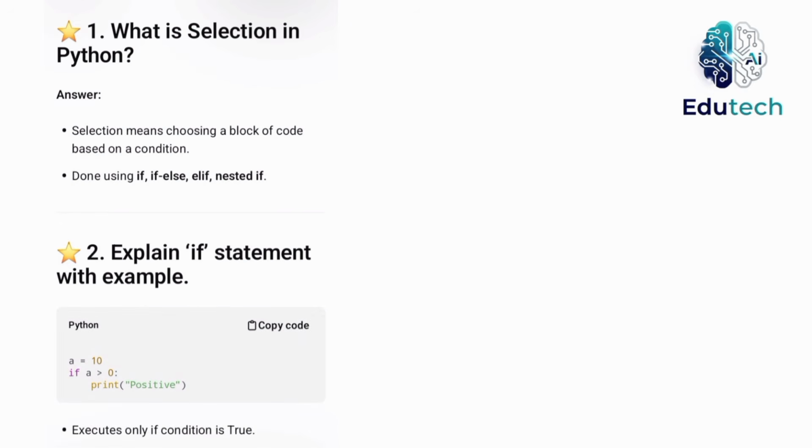What is selection in Python? Selection means choosing a block of code based on a condition. Done using if, else, elif, nested if.